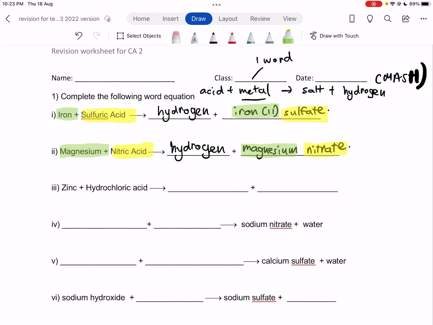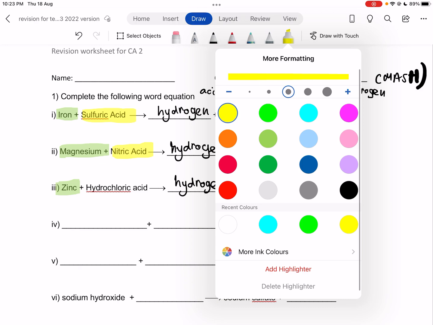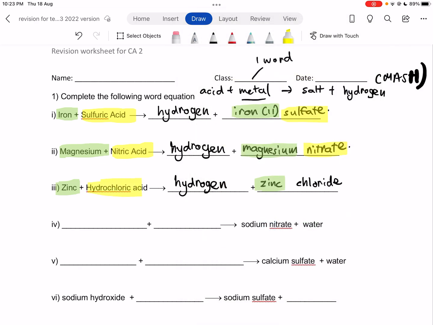Then let's look at the next one, which is zinc and hydrochloric acid. So this one you'll get zinc chloride, then you have hydrogen as the other product. Basically zinc, and then the second word, since it's hydrochloric acid, is a chloride salt. Are you all able to see it? So the moral of the story is: first word from metal, second word from acid.